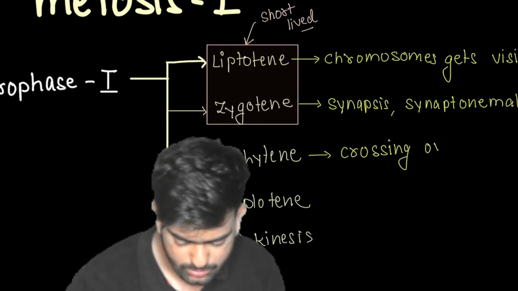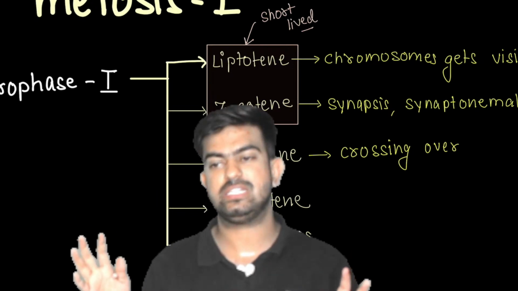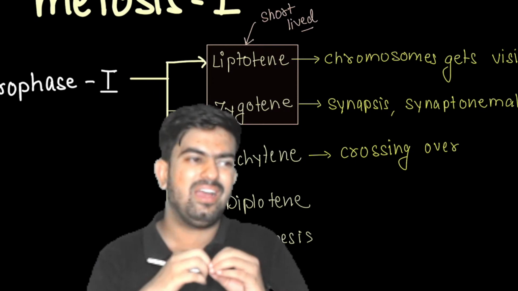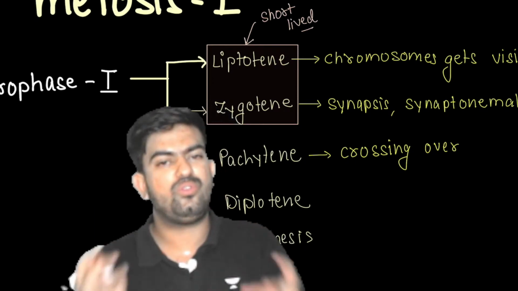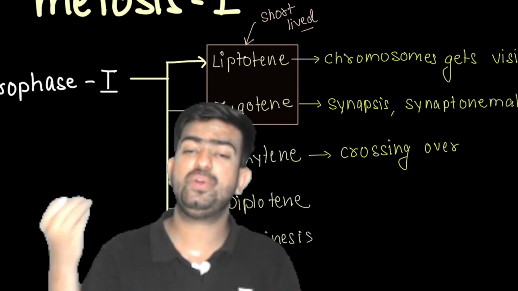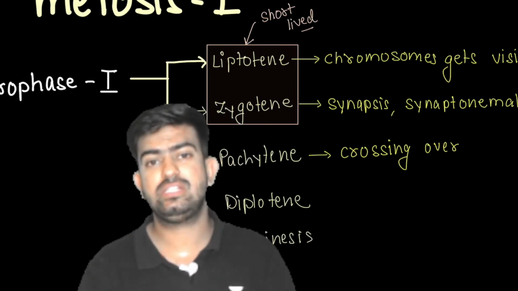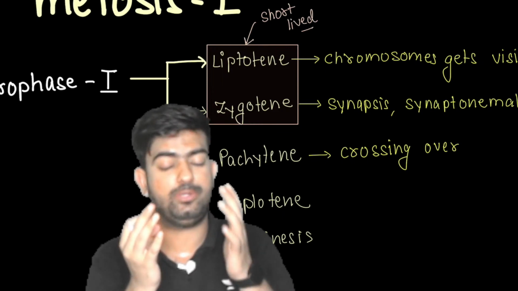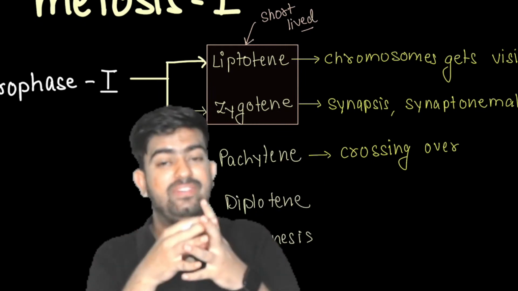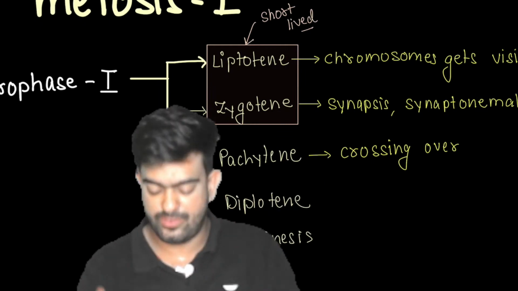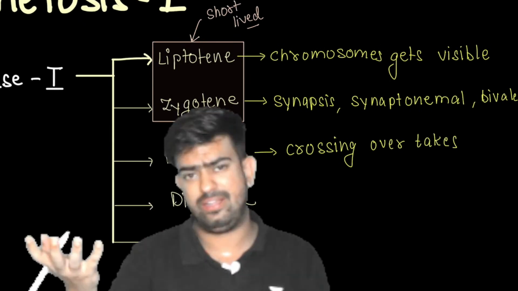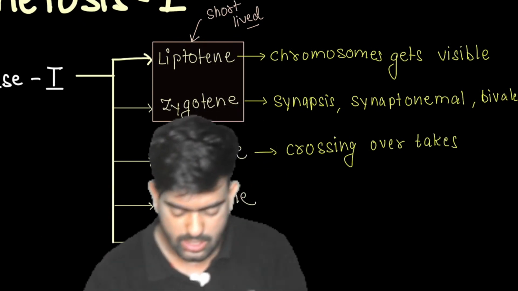We sometimes directly jump to the concept. Okay, crossing over, we will see what it is, but we don't know what is crossing over or what's happening. At least when we make a mind map and then study the concept, you are going to be able to visualize it. First of all the chromosomes became visible, then the bivalent formed and crossing over is happening. So crossing over takes place. Now what is crossing over? We don't know right now, but we are going to see it.